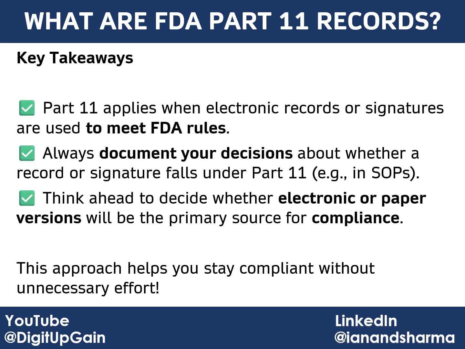Let's quickly summarize the key takeaways. First, Part 11 applies when electronic records or signatures are used to meet FDA rules. Second, always document your decisions about whether a record or signature falls under Part 11. Third, think ahead to decide whether electronic or paper versions will be the primary source for compliance. This approach helps you to stay compliant without unnecessary effort.